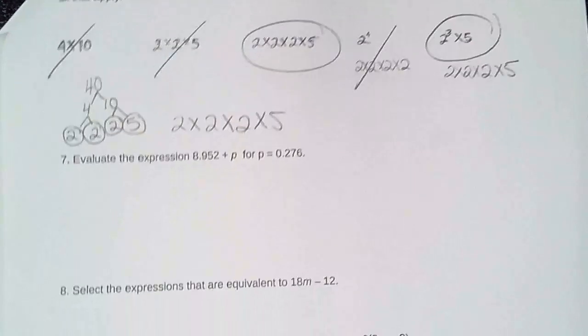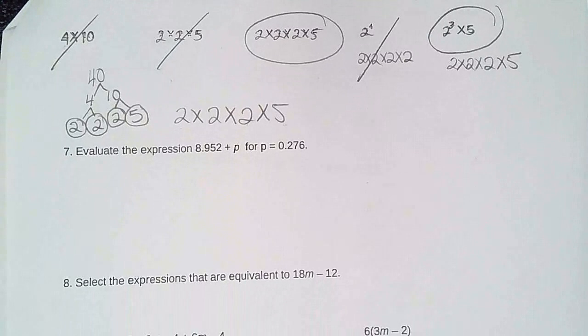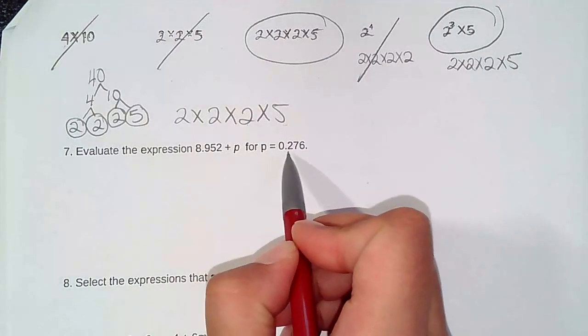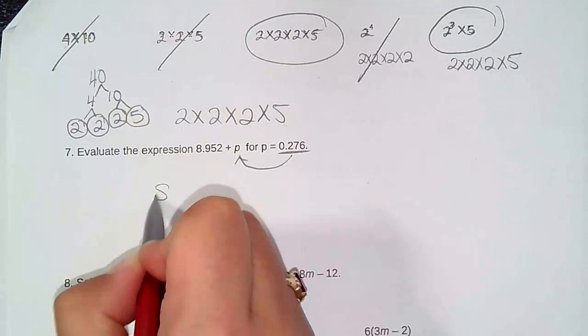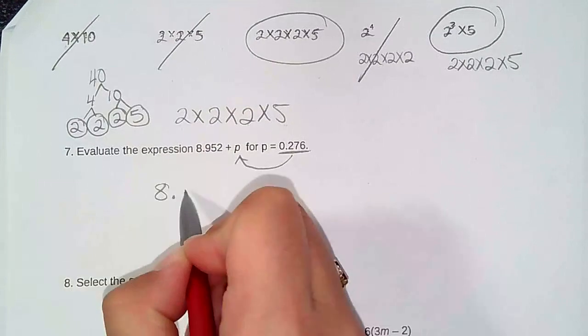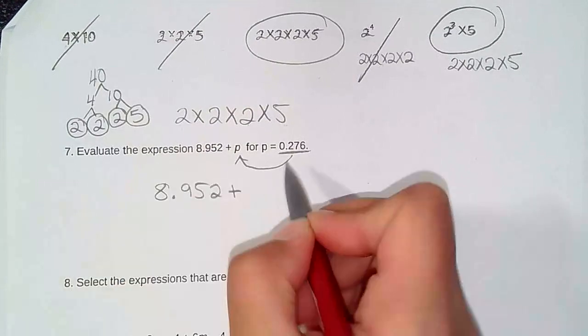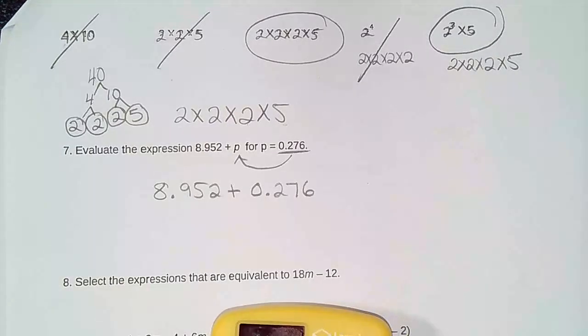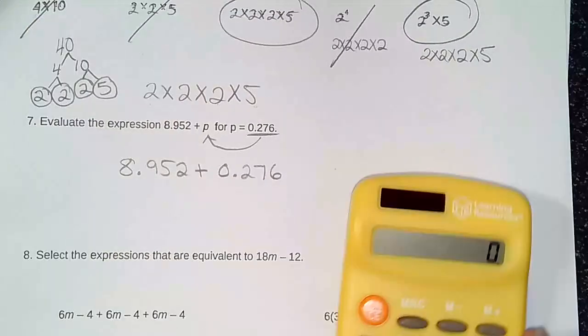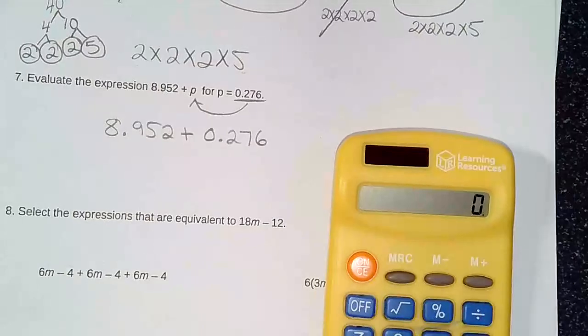All right, number 7, evaluate the expression 8.952 plus p for p equals 0.276. So all I'm doing is I'm plugging in this number. I'm substituting for p. So I'm going to write this as 8.952 plus 0.276. And like I said, you guys can use your calculators, but you do have to show me your work.